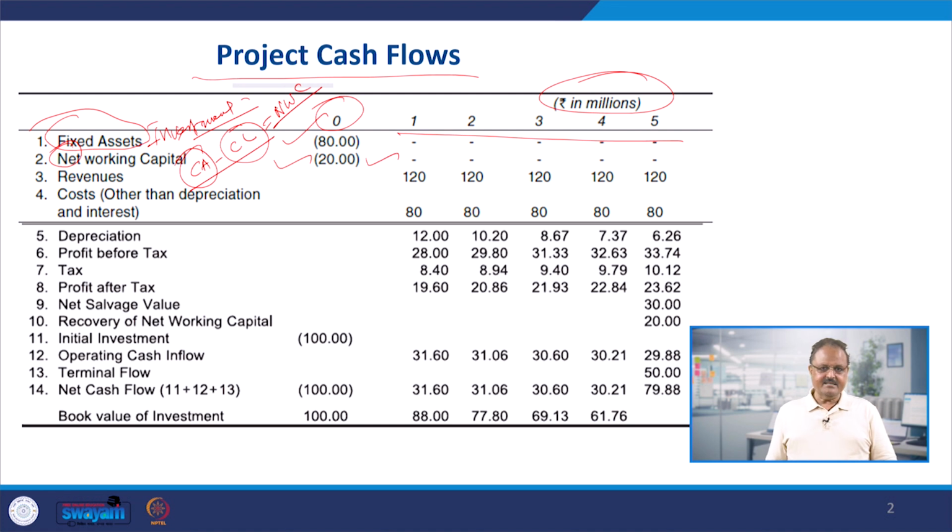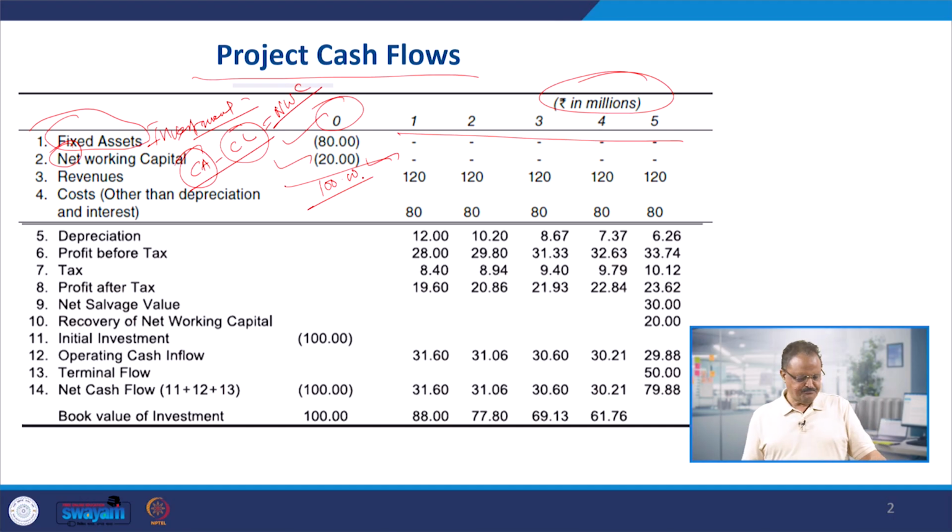So 80 million is the investment in the fixed assets or long-term assets, and 20 million is the investment in the net working capital, after meeting part of the working capital requirements from the current liabilities. So total investment of how much? A total investment of 100 million we are going to make here in this venture when we create the venture.